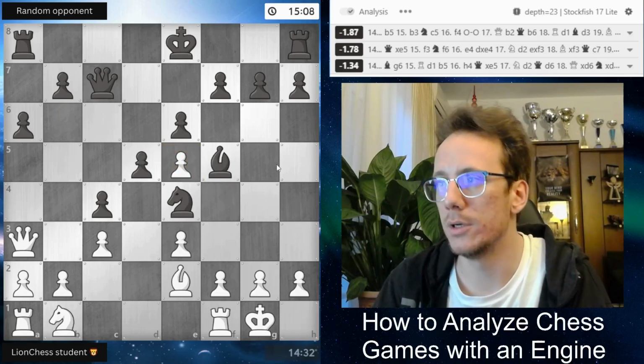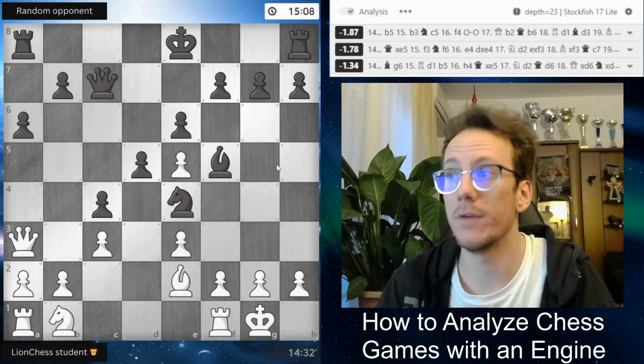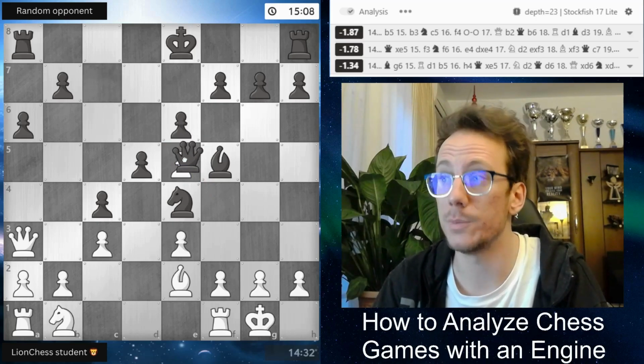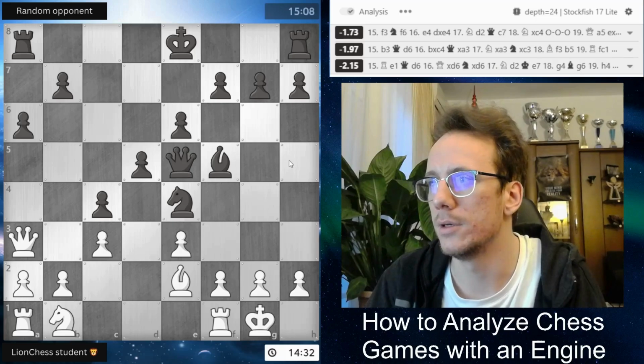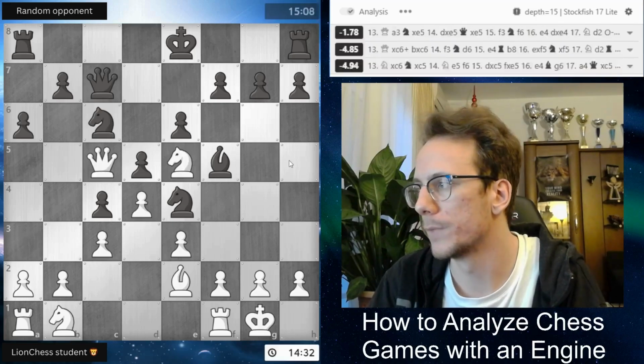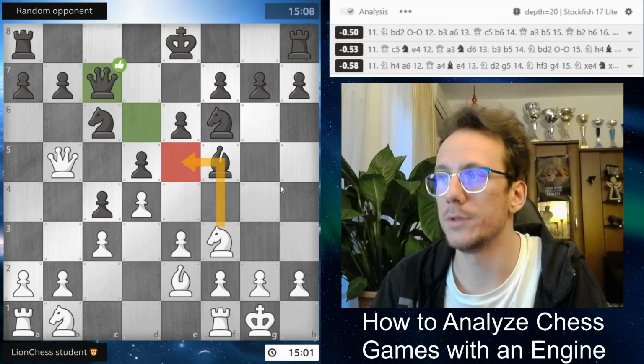So this is how you have to basically have a conversation with the engine. So as black, I would expect them to just play this and say, hey, I'm up a pawn with a great position and doing well. Pretty cool. So that is why a5 is a mistake.